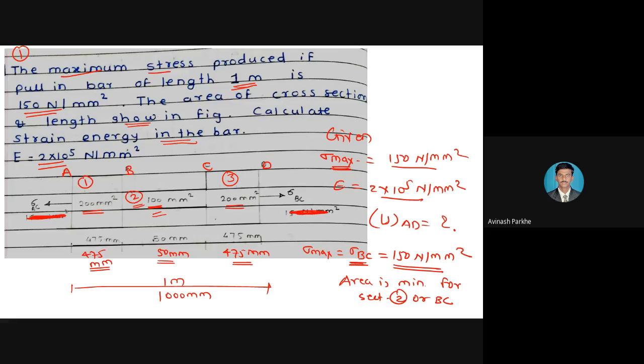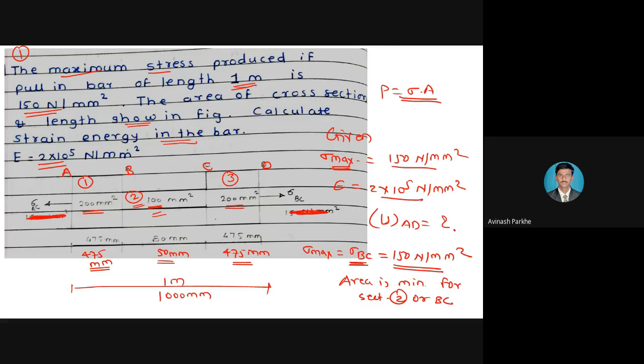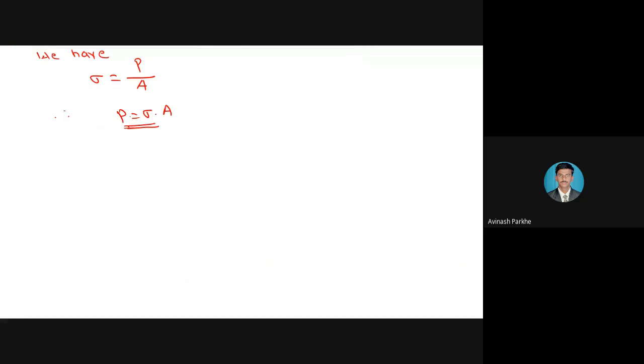We have the basic formula: sigma is equal to P upon A. Therefore, P is equal to sigma into A. If I apply this formula for each and every section, because this P is common for all 3 sections, the stress is not common, but whatever force is applied on all the 3 sections, this P will be common. Therefore, if the left hand sides are equal, the right hand sides are also equal.